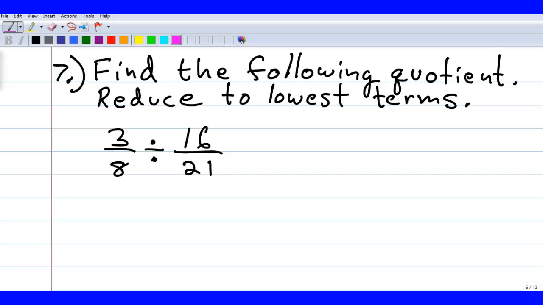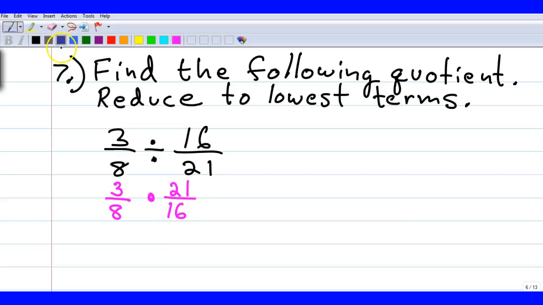Question number 7 says, find the following quotient reduced to the lowest terms. So I have here 3/8 divided by 16 over 21. So I'm going to rewrite this as a multiplication problem. I'll copy down the 3 over 8, change the division sign to a multiplication, and I will take the reciprocal of the following fraction. So I'll flip it over, 21 over 16. Now I'm ready to multiply these together.